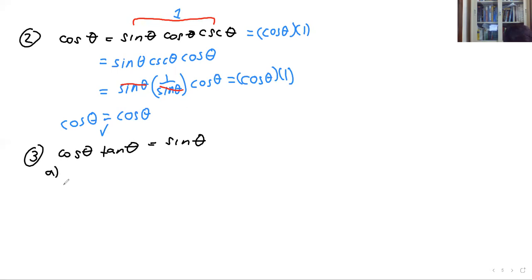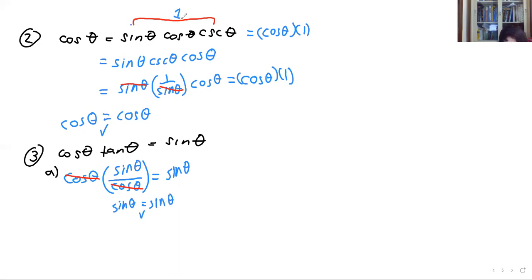Okay, here we'll just use the quotient identity for tangent theta. So it will be cosine theta times sine theta over cosine theta equals sine theta. This will just cancel out, and then of course we'll just break it out. So that will just be sine theta equals sine theta.